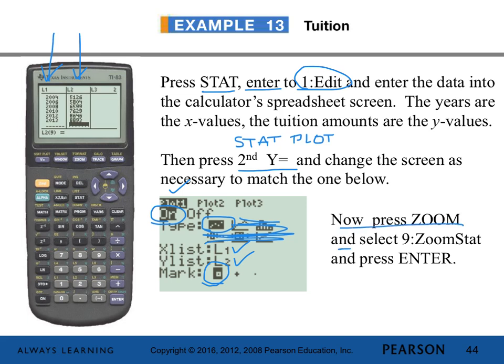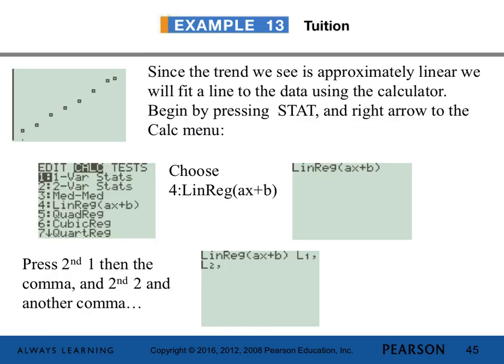You would press zoom and select number 9, zoom stat, and press enter. When you do that, you'll see this statistics plot. Is the data approximately linear? Well, perfectly linear, no. Sort of follows a straight line, yeah.